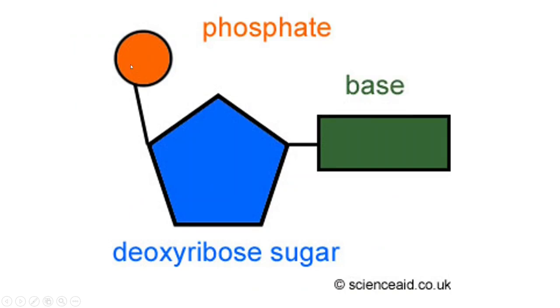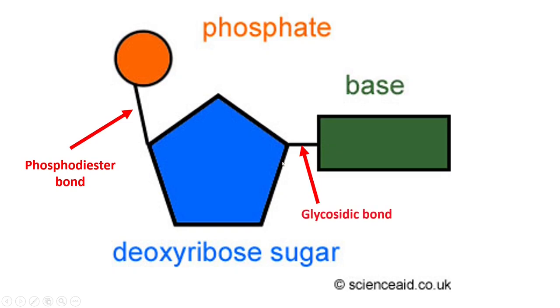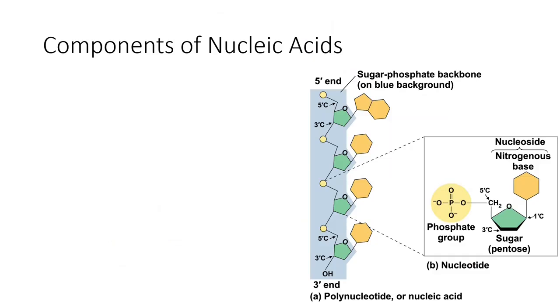And two more things you have to remember would be the bonds between the phosphate and the sugar, and the bond between the sugar and the base. First of all, you call this the phosphodiester bond, while you call this one the glycosidic bond. Okay, so those are two bonds you have to remember.